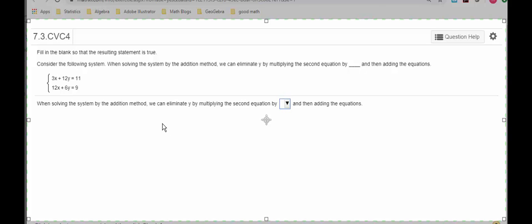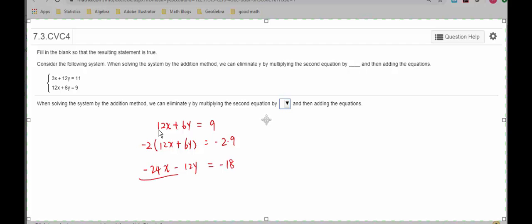So we take the second equation, 12x plus 6y equals 9, and we multiply -2 to the whole equation, which means we multiply the left-hand side, and we also have to multiply the right-hand side. So we get a new equation: -24x minus 12y equals -18. This equation is equivalent to the original second equation.